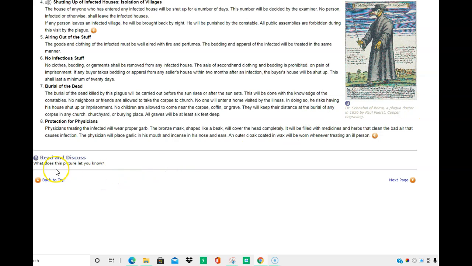And then B says, what does this picture let you know? This one here, it says Dr. Schnoebel of Rome, a plague doctor in 1656 by Paul I, copper engraving.